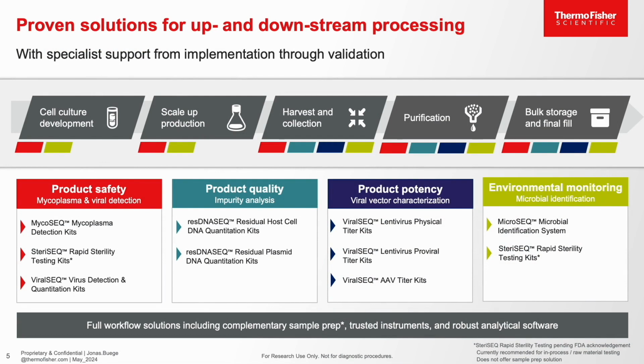Here is a diagram of the bioproduction workflow, and along the bottom are all the products that can be used. As you see, we categorize the products for safety, quality, potency, and environmental monitoring. Among a widely adopted mycoplasma solution and our recently launched rapid sterility kit, we offer a number of viral detection and quantitation kits. We won't be talking about that today, but I recommend taking a look at them on our website. Primary focus today will be on our HEK293 dPCR kit and our AAV titer kit that is also developed on our new digital PCR system.